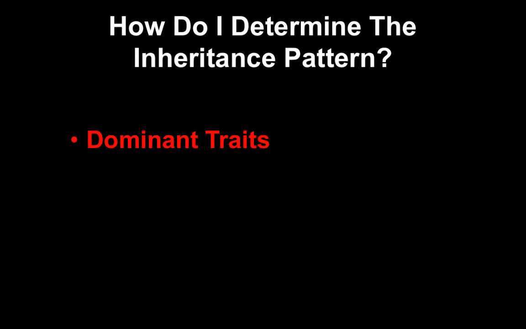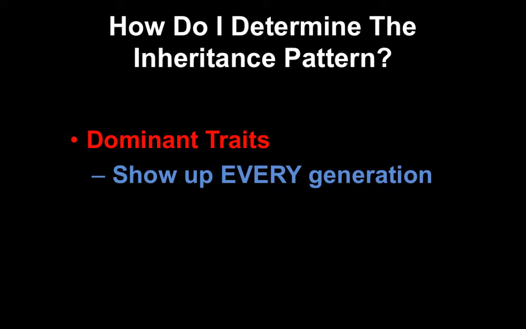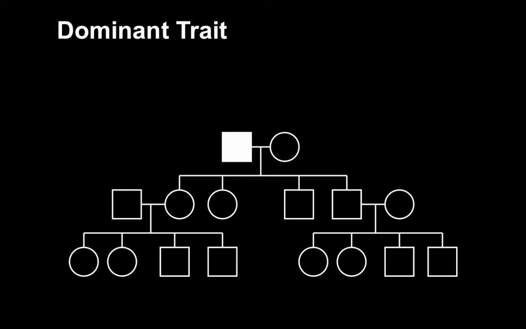All right, so how do I determine the inheritance pattern? So how do I figure out what kind of trait this is? All right, if it's a dominant trait, they're going to show up in every generation, and there aren't going to be any carriers. You can't be a carrier of a dominant trait. If it's a dominant trait, you either have it or you don't.